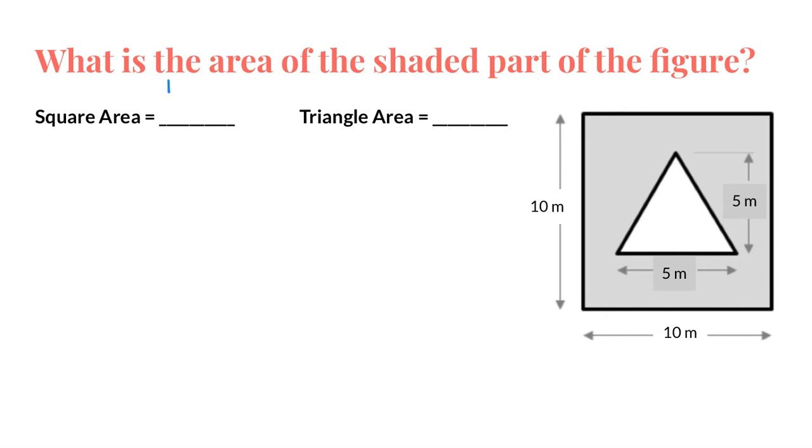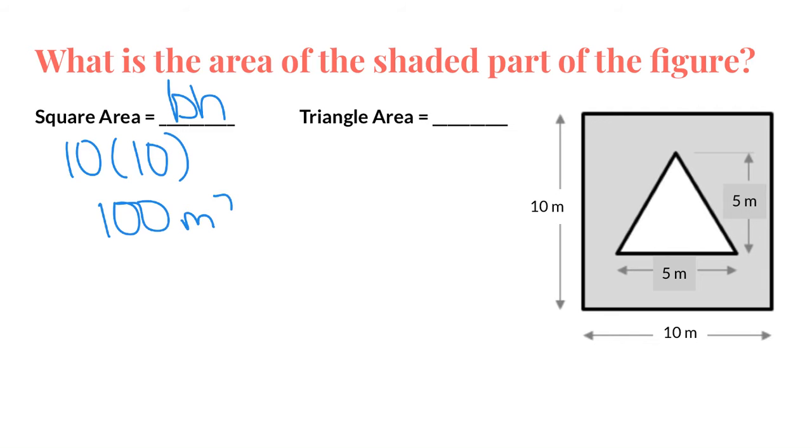Length times width, or base times height. And the base and the height are both 10 since it's a square. So the area of the square is 100 meters squared. All right, now we have the triangle's area.